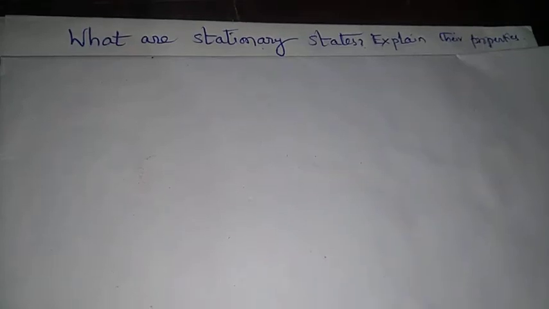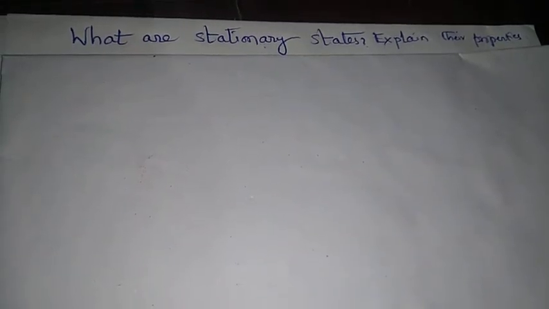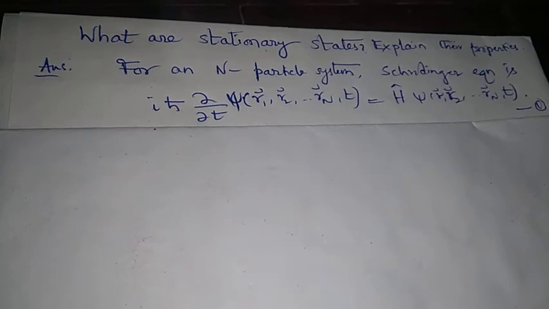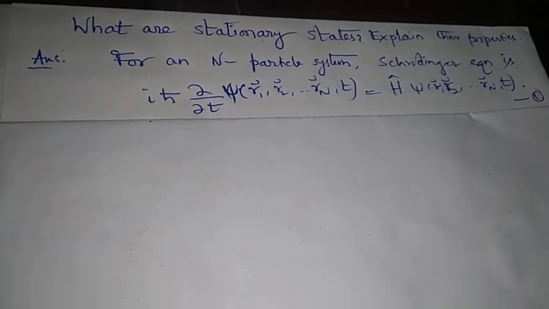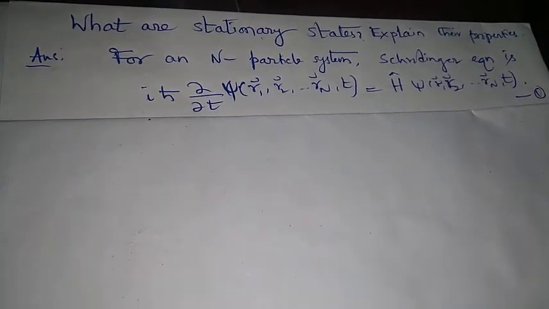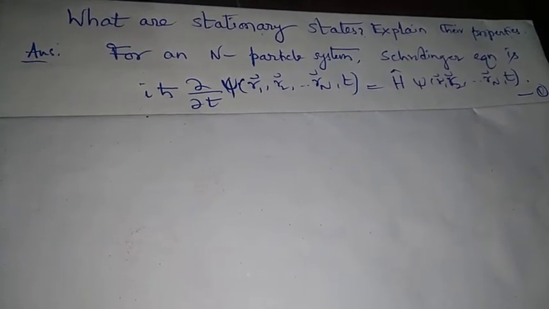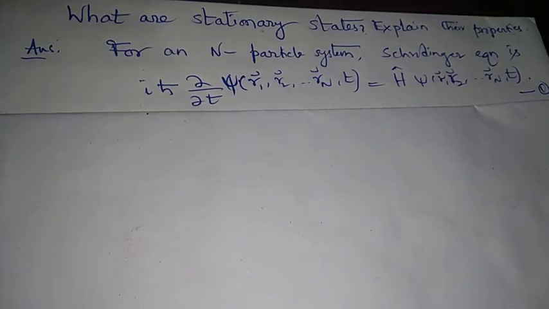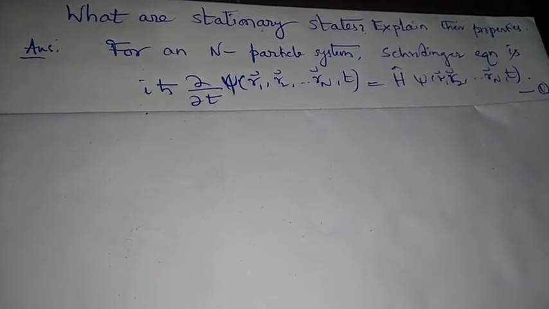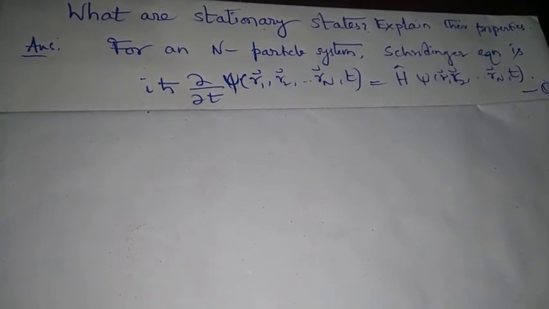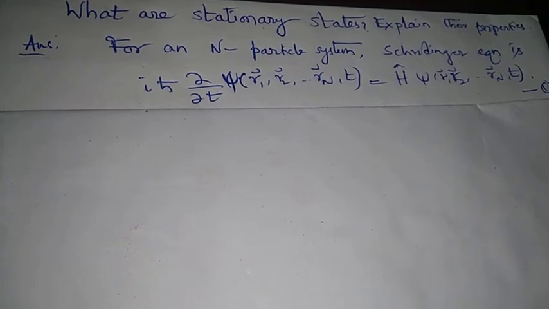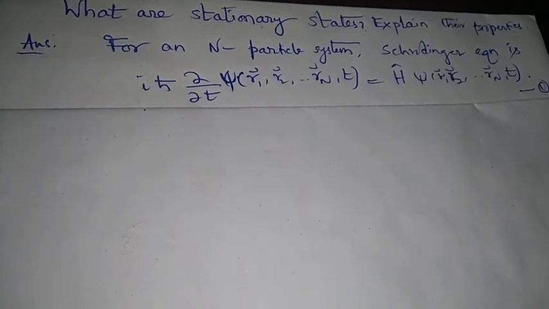The topic of the video is: what are stationary states, and explain their properties. For an n-particle system, the state function can be a function of the position vectors of all particles, r1, r2, r3, etc. until rn, and the time t. And for such a system, the Schrodinger equation can be written as equation number 1.